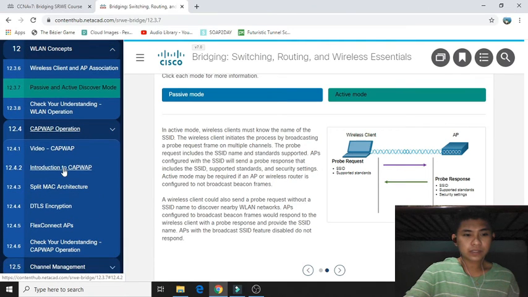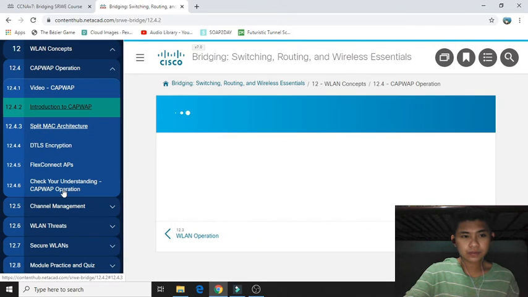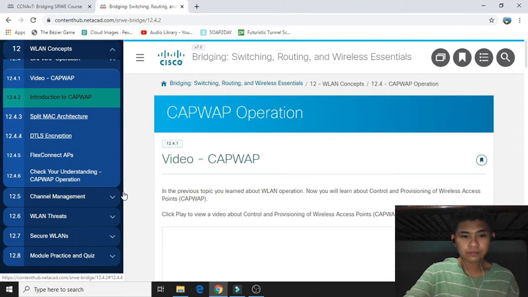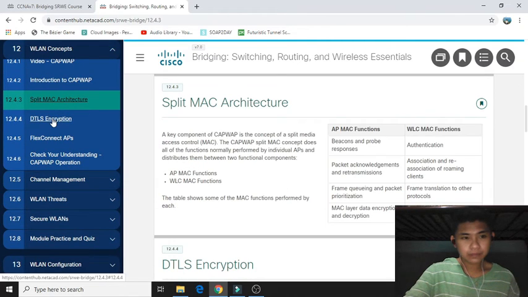Next, the CAPWAP. We're going to jump in here. We'll go to the important parts of this chapter.